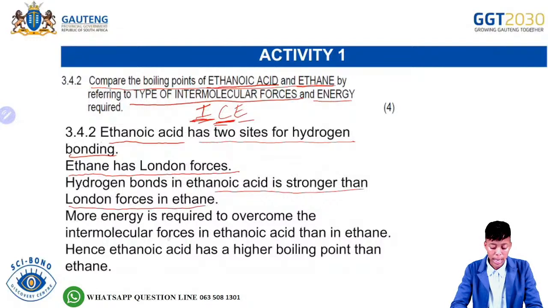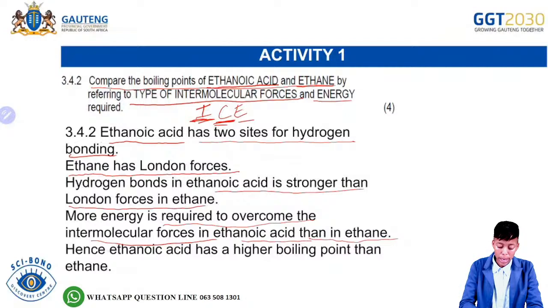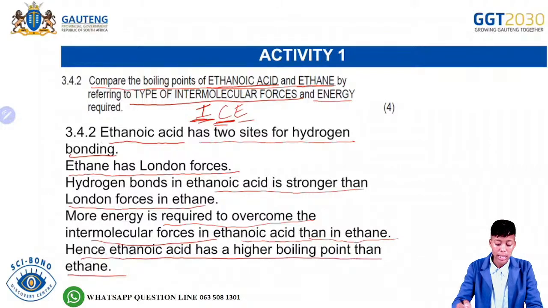So the last part says here, more energy is required to overcome the intermolecular forces in ethanoic acid than in ethane. So we spoke about that one. More energy will be required in the ethanoic acid. Why? Because ethanoic acid has stronger intermolecular forces as compared to the ethane. Then we make a conclusion. It says hence ethanoic acid has a higher boiling point than your ethane.